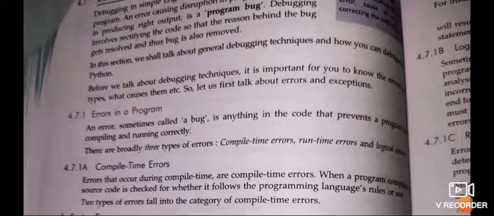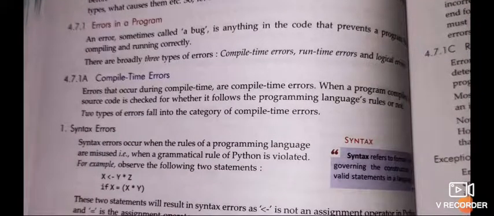So what is a compile time error? Try to understand that whenever we are writing a program, it is written in source code. Source code is checked, before being converted into machine understandable language, by the compile time error check. Compile time errors are generally of two types, that is syntax error and semantic error.